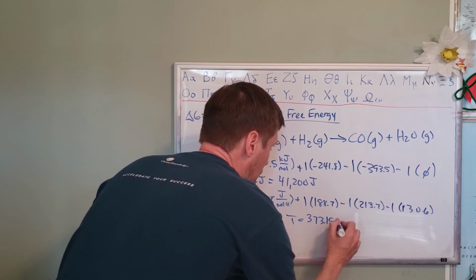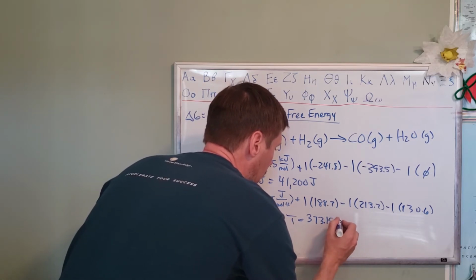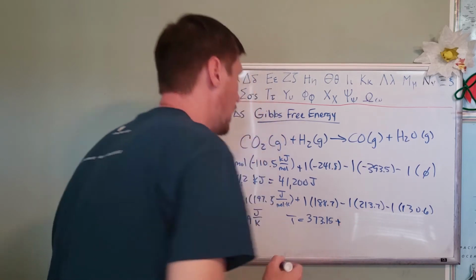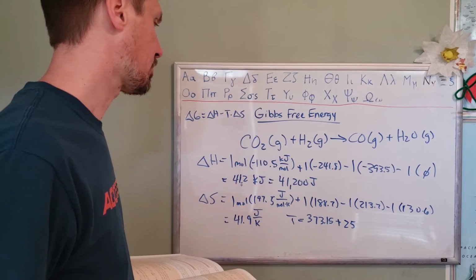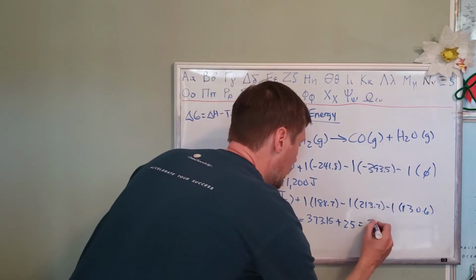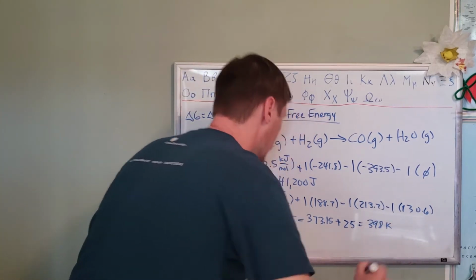373.15 plus, if we're converting to Kelvin, 373.15 plus the value that it was in Celsius, right? And so we get a final value rounded to 398 Kelvin. So let's plug that in.